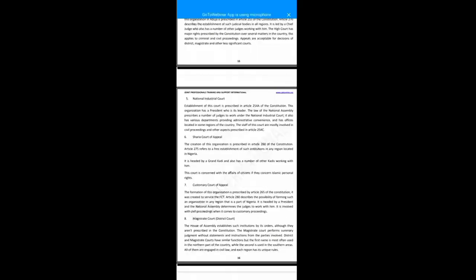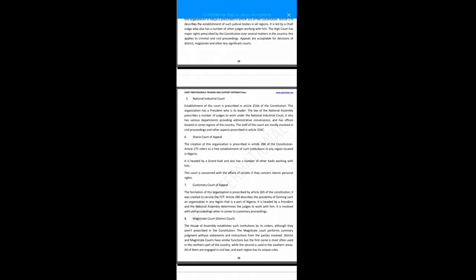Let's look at the Sharia court. The creation of this organization is prescribed in Article 260 of the Constitution, which refers to a free establishment of such institution in any region located in Nigeria. It is headed by a Grand Cadi and also has a number of other Cadis working with him. The court is concerned with the affairs of citizens if they concern Islamic personal rights.